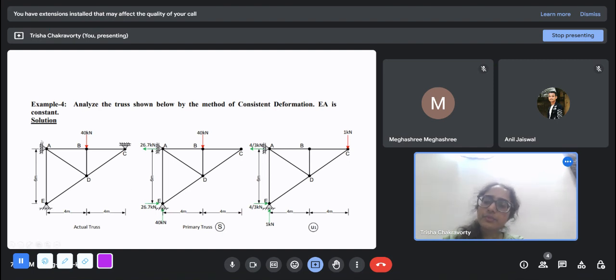So what will we do? We will choose any of the external reaction forces as the redundant force. Here we choose this support. So in the primary structure, we remove this support.